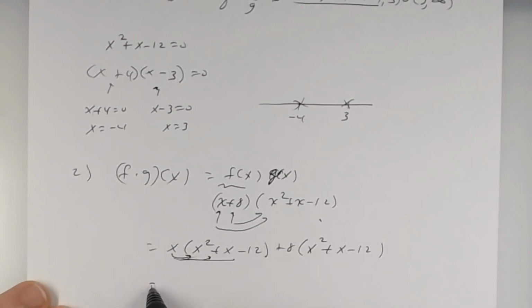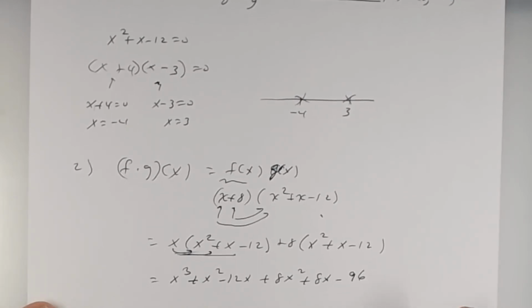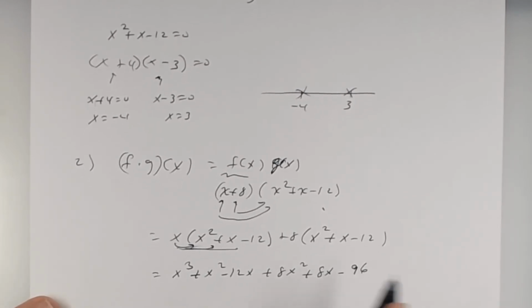What's x times x squared? x cubed. What's x times x? x squared. What's x times a negative 12? Okay, now do the next one. Distribute the 8. What's 8 times x squared? What's 8 times x? And 8 times a negative 12. Negative 96. One more step and you're done. What's the next step?